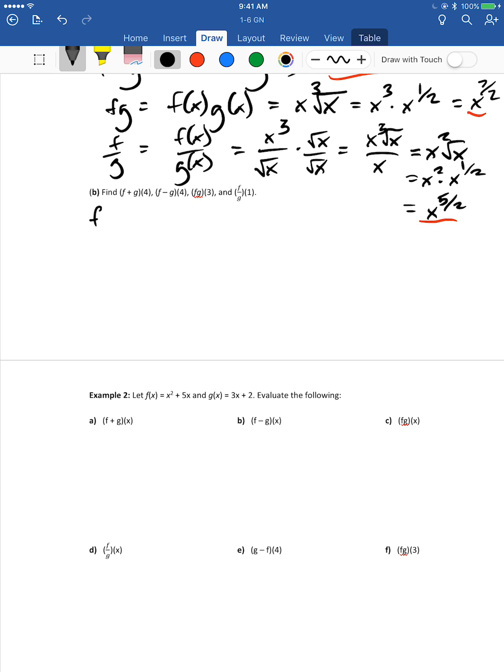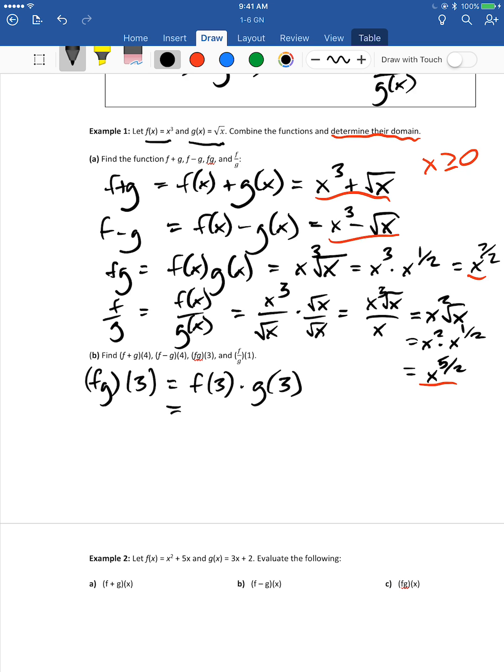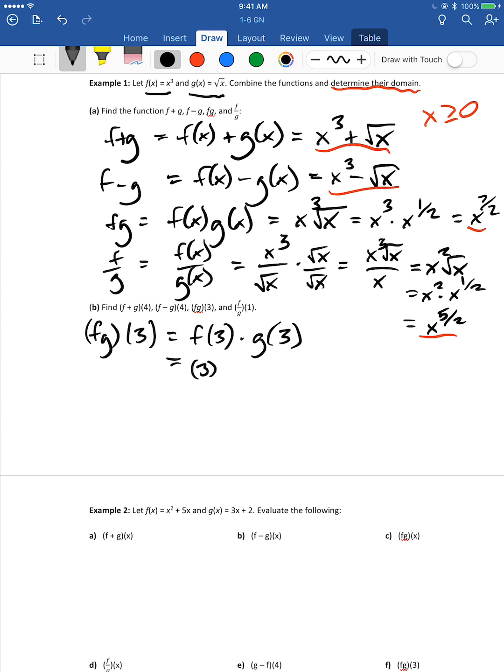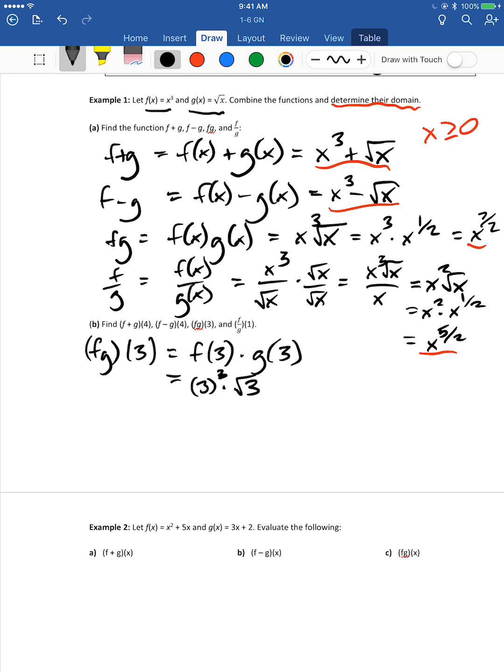f times g of 3 is f of 3 times g of 3. f is x cubed, so 3 cubed, times the square root of 3, which is 27 times the square root of 3.